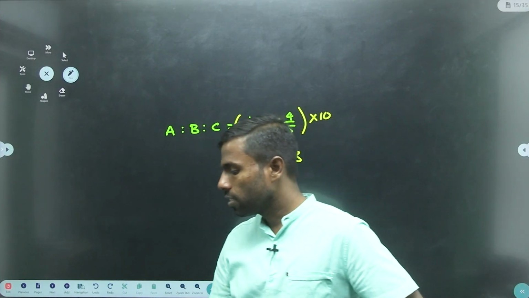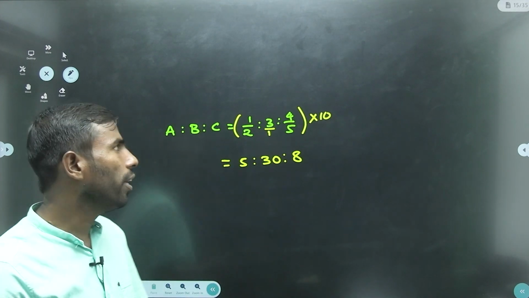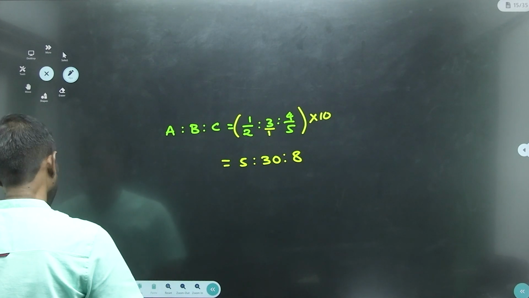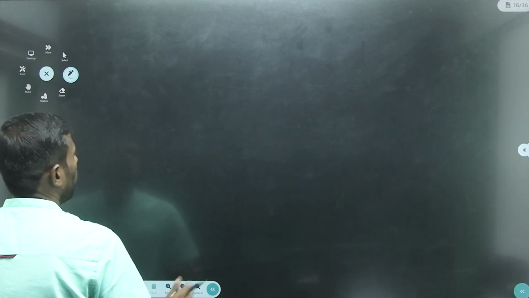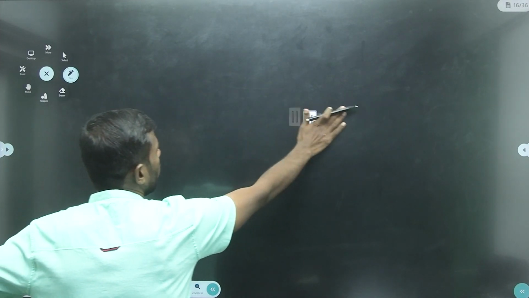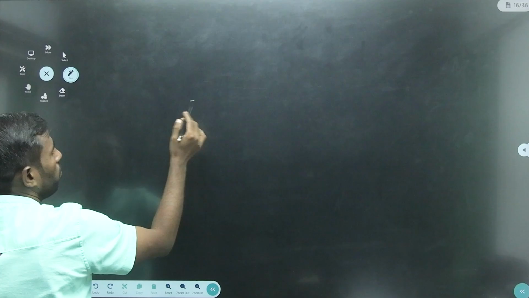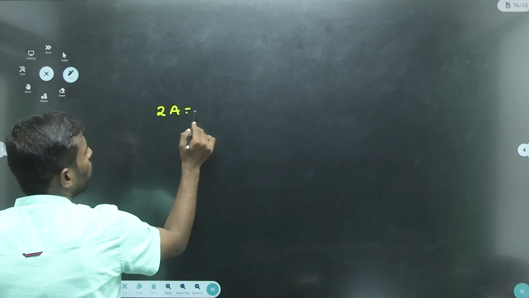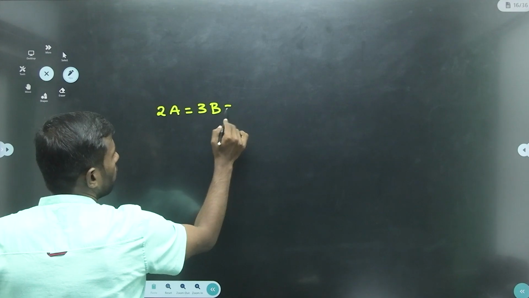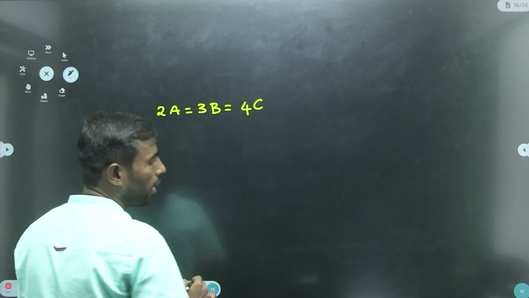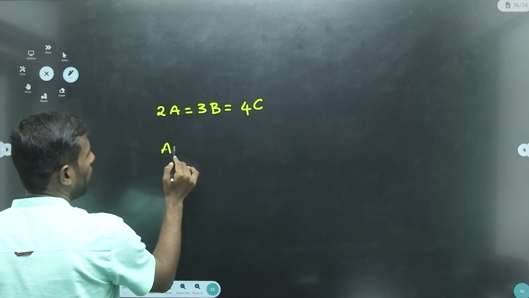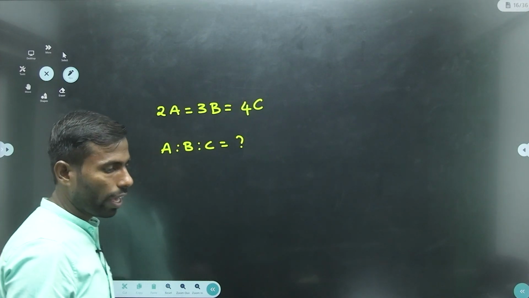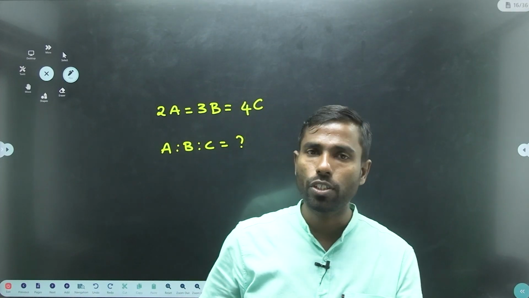Okay, hope this part is clear to everyone. Now we see another very important concept. Be careful, many times this model is repeated in theoretical form and directly in problem form. Suppose 2a equal to 3b equal to 4c. He'll ask to find out what is the ratio of a is to b is to c?